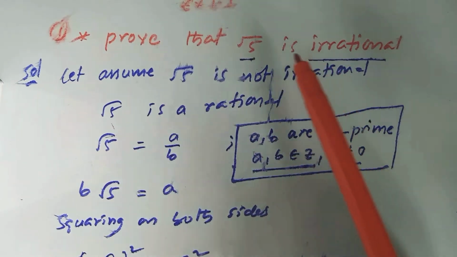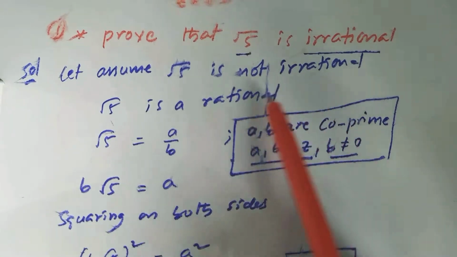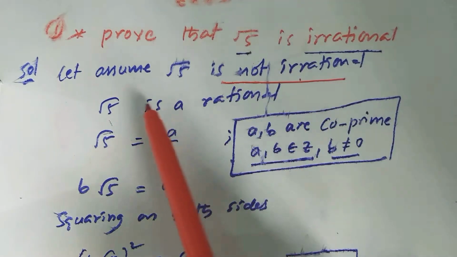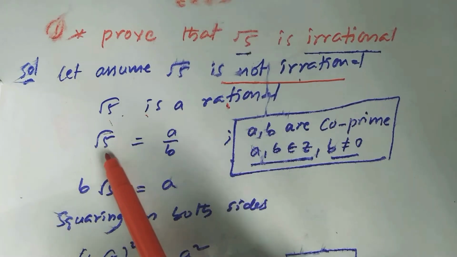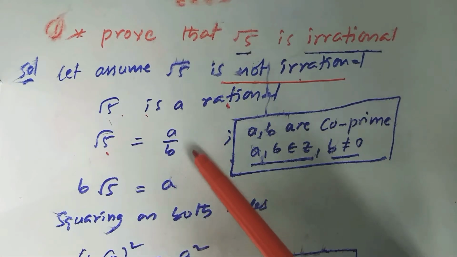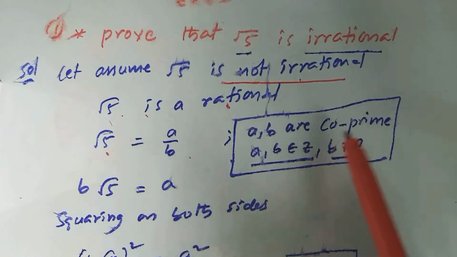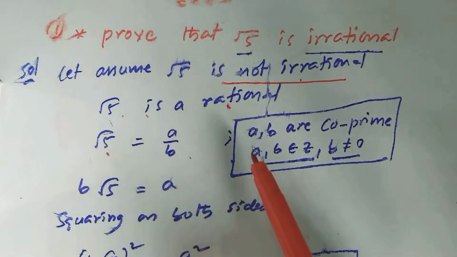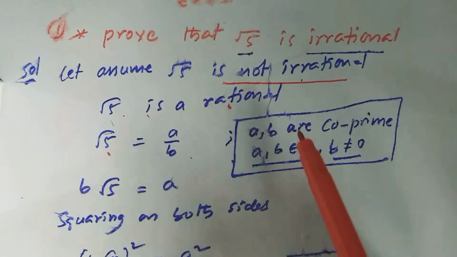Actually they are asking you to prove that root 5 is an irrational number. But I am assuming root 5 is not an irrational number. If it is not irrational, surely root 5 is a rational number. Every rational number can be expressed in p by q form. Here I am using a by b, where a, b are co-primes, so there is no common factor except 1, and a, b are integers and the denominator should not equal 0. This is a condition.